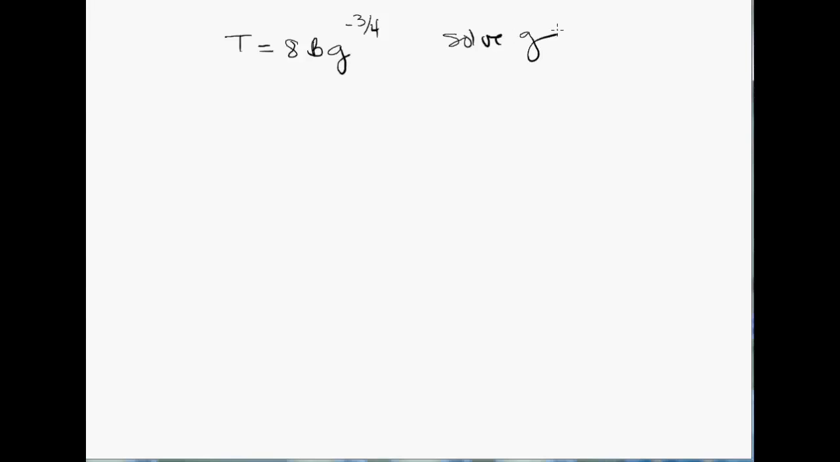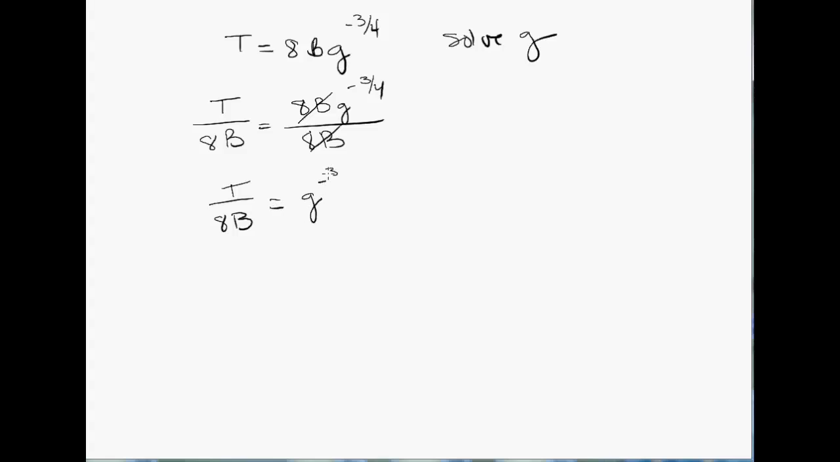So our goal is to get G all by itself, isolate G. We can see right now that G isn't by itself, it's being multiplied by 8B. Well, to undo multiplication we divide. So we're going to divide both sides by 8B. Over here these factors are going to cancel out. We're going to be left with G to the minus 3/4 power.